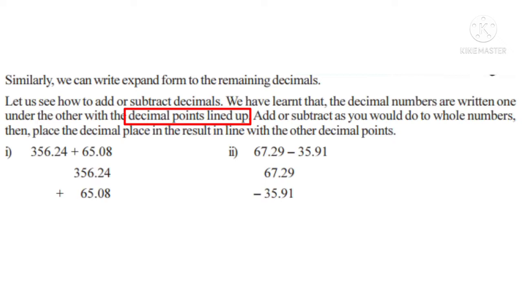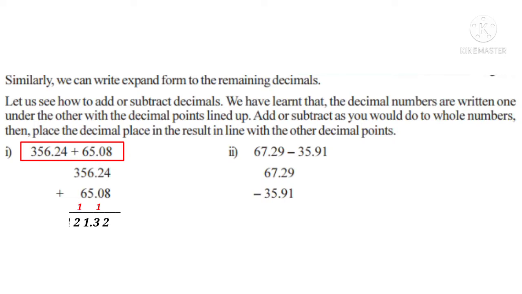356.24 plus 65.08. Now write 356.24 and below it 65.08, where you see the arrow mark of the points. Now add: 8 plus 4 is 12, so 2 carry 1, 2 plus 1 is 3. Now 6 plus 5 is 11, so 1 carry 1, 6 plus 5 is 11 plus 1 is 12, so 2 carry 1, so 3 plus 1 is 4. So 421.32.